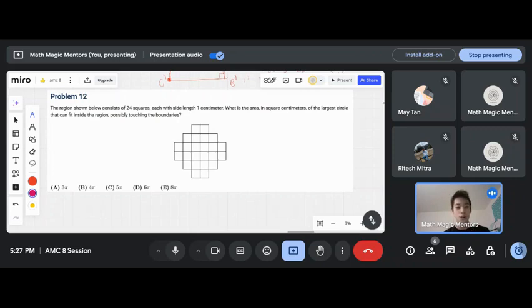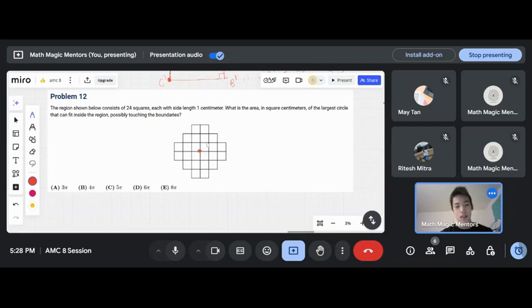I thought it was kind of cool, but you also have to be careful, and you'll see why in a sec. The region shown below consists of 24 squares, each with side length 1 centimeter. What is the area in square centimeters of the largest circle that can fit inside the region, possibly touching the boundaries?